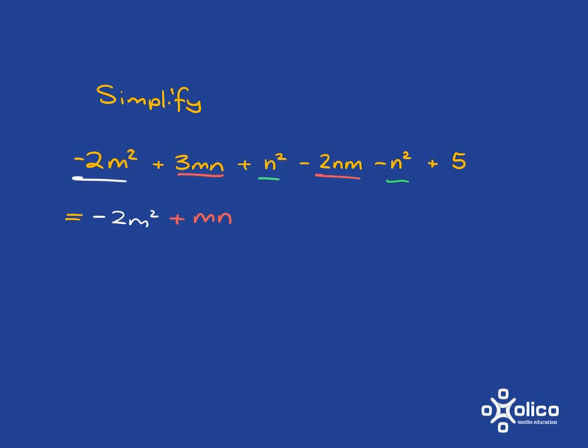And then the last thing we have to deal with is the plus 5. It's got nothing to go with. And so we will just end up with plus 5 on its own.